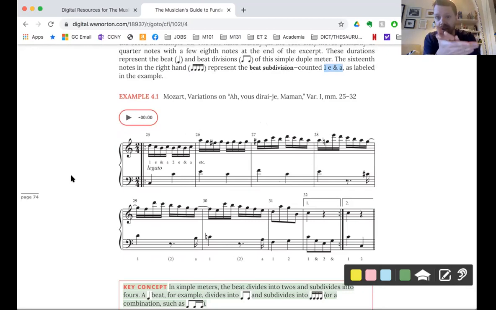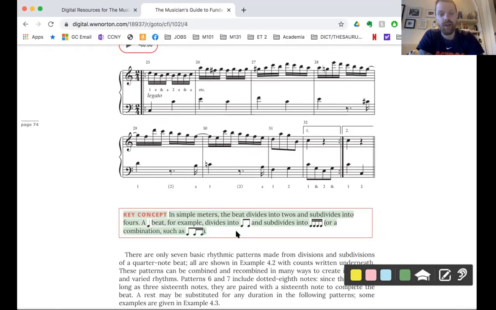The beat subdivision sixteenth notes are even faster, and we count those like 1 e and a, 2 e and a, 1 e and a, 2 e and a. 1, 2, 3, 4; there are 4 for every quarter note. So again, beat division: 1 and 2 and, 2 for every hand clap, and the beat subdivision will be 4. 1 e and a 2 e and a.